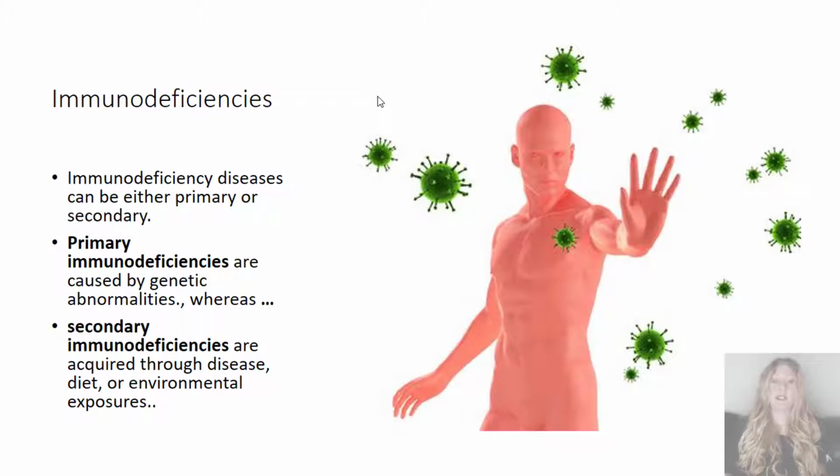Immunodeficiency diseases can be either primary or secondary. Primary immunodeficiencies are caused by genetic abnormalities, whereas secondary immunodeficiencies are acquired through either disease, diet, or environmental exposures.